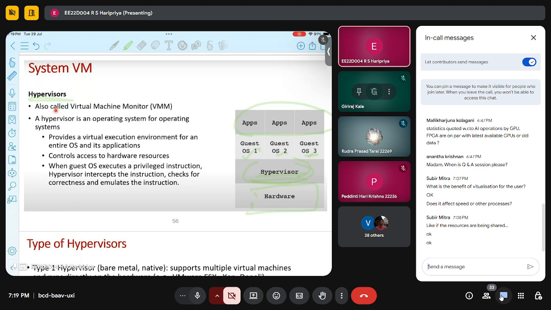So now it is invisible what this hypervisor could try to do: it will trap those privileged instructions and then emulate them on the underlying hardware. So the guest operating system does not know what is happening below.